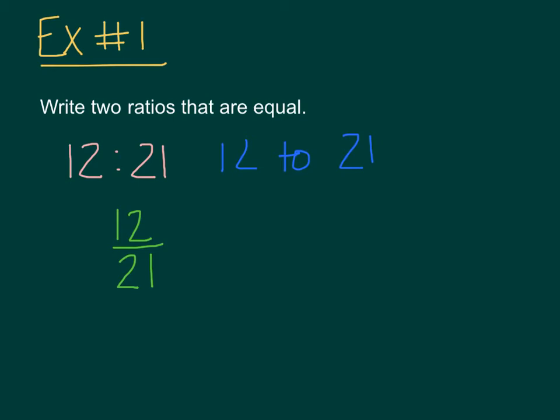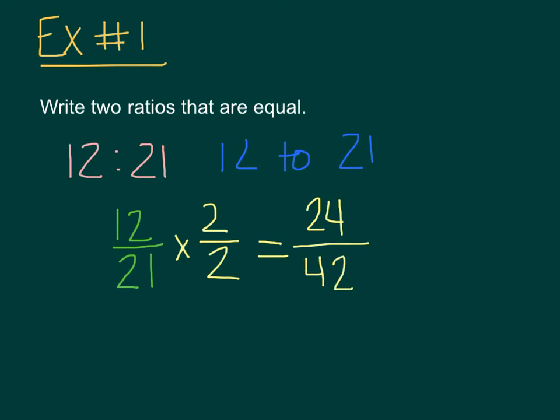Let's multiply first. Now remember, you can multiply by any number you want. You just have to multiply the numerator and the denominator by the same thing. So let's multiply by 2. So 12 times 2 is 24, and 21 times 2 is 42. So 24 over 42 is one equal ratio.